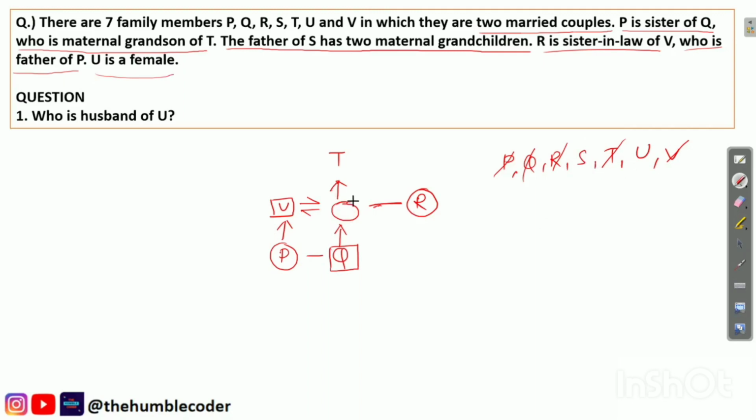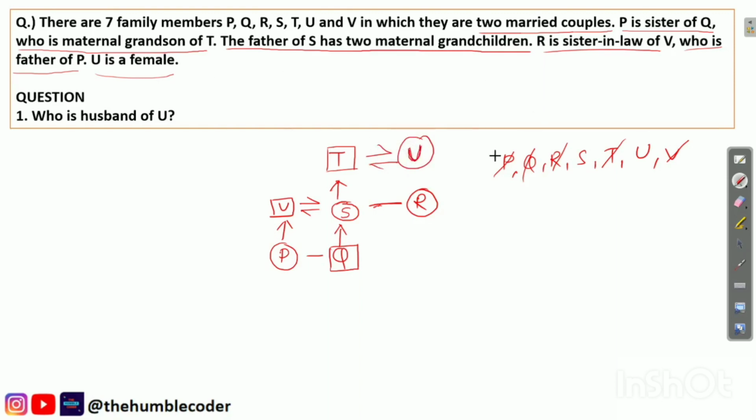So if we try to put U as a female over here, then where do we put S, right? And S was perfectly fitting over here, which was mentioned that the father of S has 2 maternal grandchildren. So S should definitely come here, and T is the father, it is very much sure. And in the first statement it was mentioned that there are 2 married couples. So one married couple is V and S, and the other married couple is T and U. It will be T and U because U is a female, it is mentioned. So this is U that will come here.